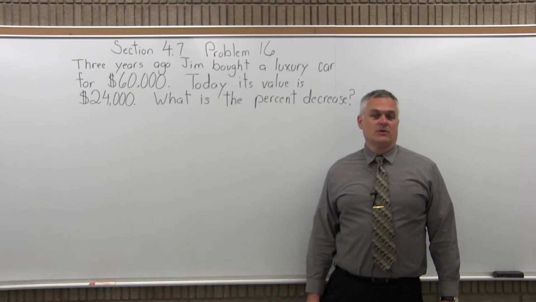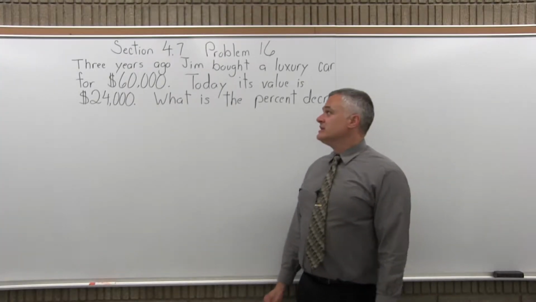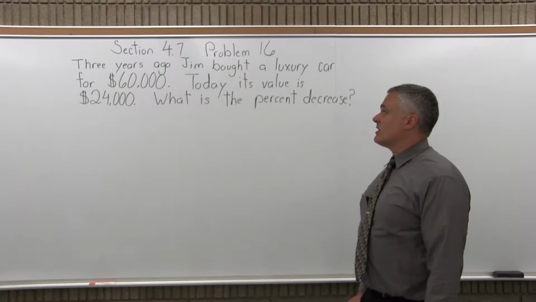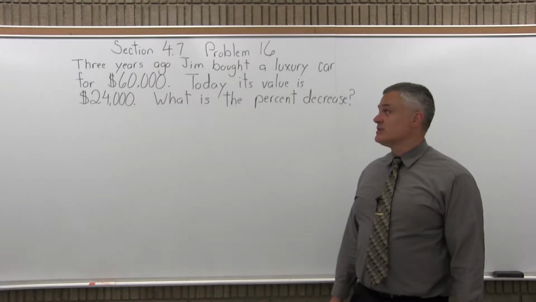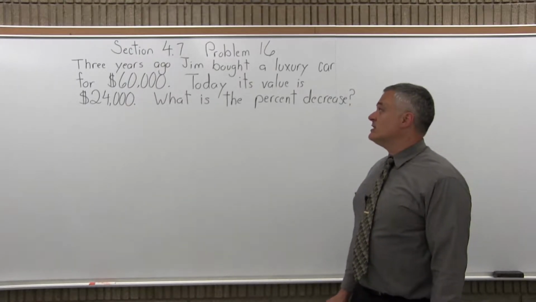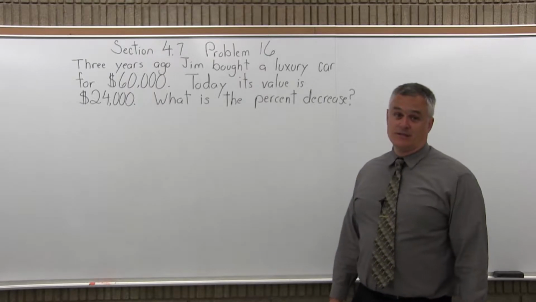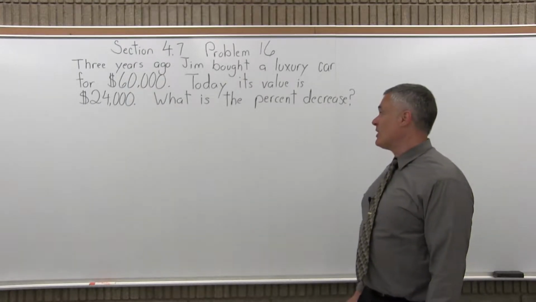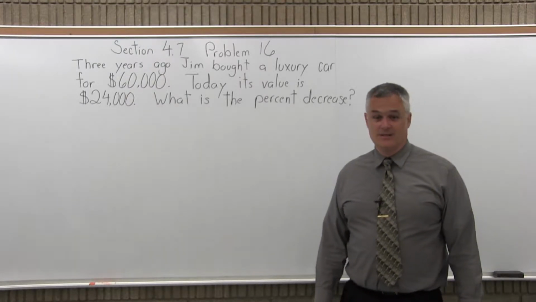This is Section 4.7, Problem 16. It says, 3 years ago, Jim bought a luxury car for $60,000. Today, its value is $24,000. So in 3 years, it went down quite a bit. What is the percent decrease?